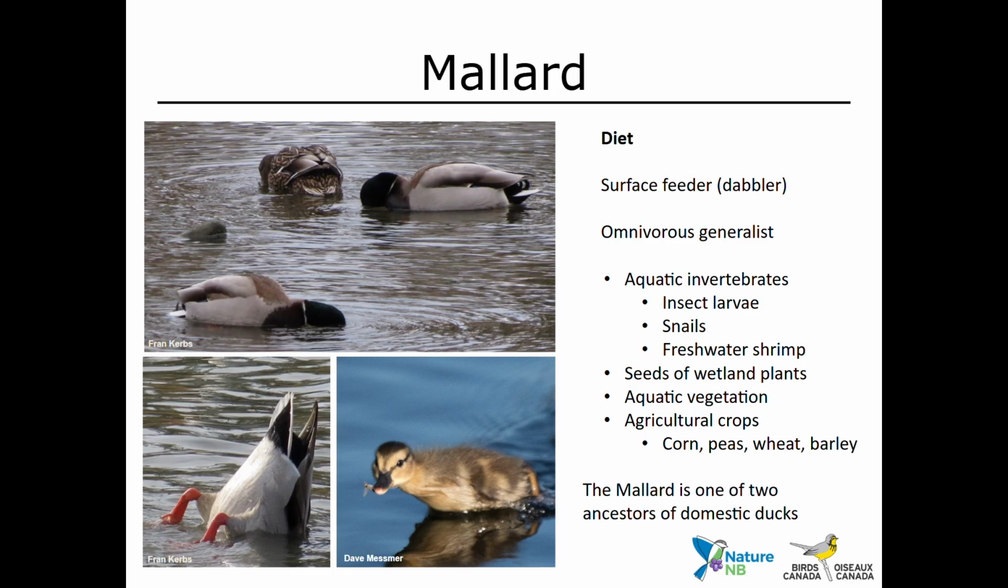Mallards are surface feeders or dabblers, so they are omnivorous generalists. They eat a wide variety of aquatic invertebrates, seeds of wetland plants, aquatic vegetation, and also agricultural crops.